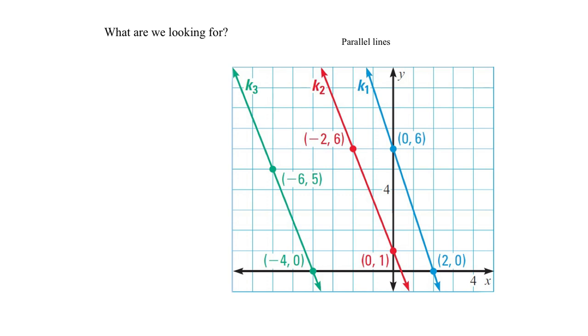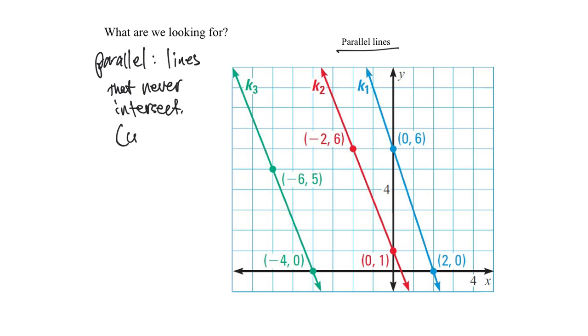All right, so what are we looking for? Well, first, let's discuss parallel lines. And these lines are parallel, but how do we know that for sure? I mean, it looks like they're going in the same direction. And what does parallel really mean? Well, if lines are parallel, they're lines that never intersect, which is another way of saying they never cross. They're on the same plane and they never intersect.